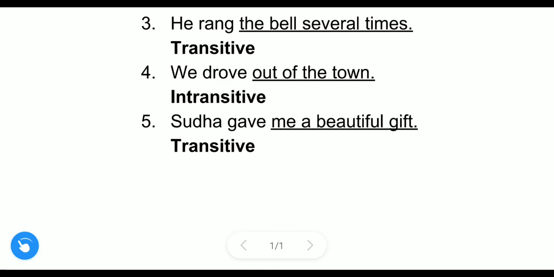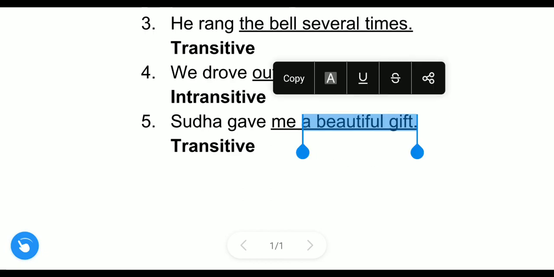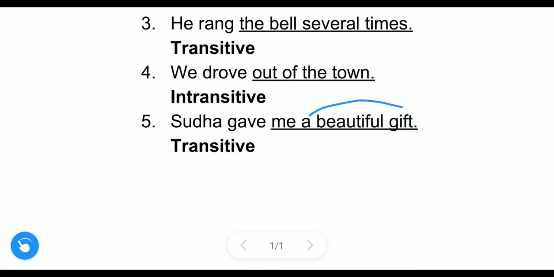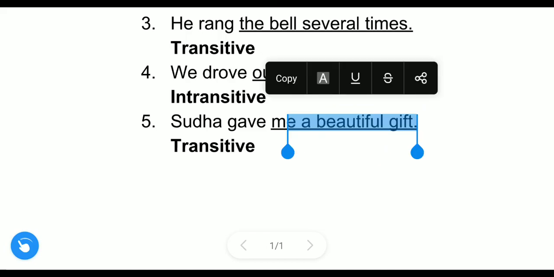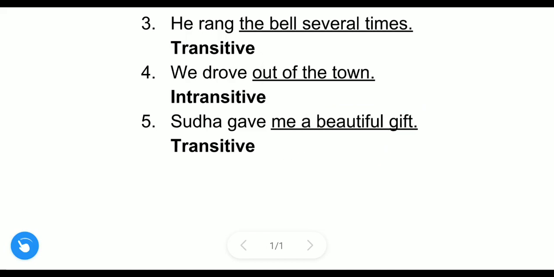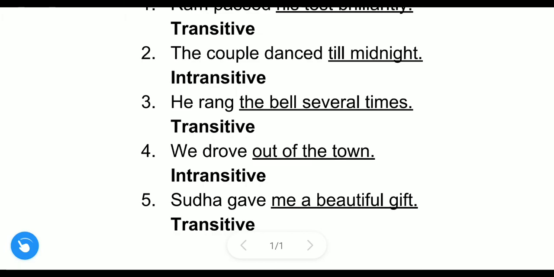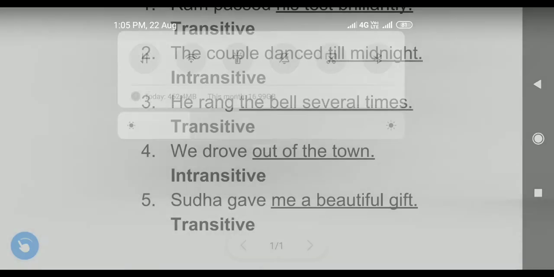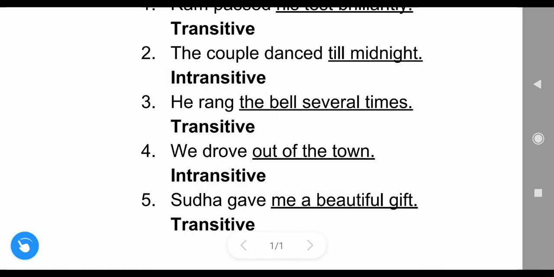A beautiful gift. What did Sudha give me? Sudha gave me a beautiful gift. A beautiful gift is the object, which is the answer. It means this object receives the action of the verb. Understood? So in this sentence, the object receives the action of the verb, and hence it is a transitive verb. Understood? So here our topic is completed. We have completed what is meant by transitive and intransitive verb.